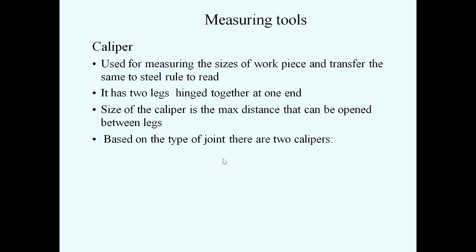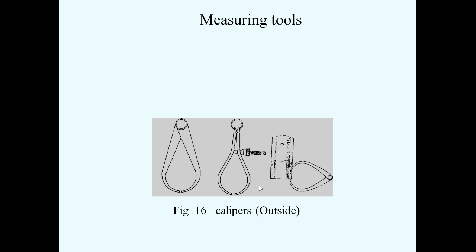Based on the type of joint, there are two types of calipers. The first one is the firm joint caliper, and the second is the spring joint caliper. Now this is the diagram of an outside caliper.